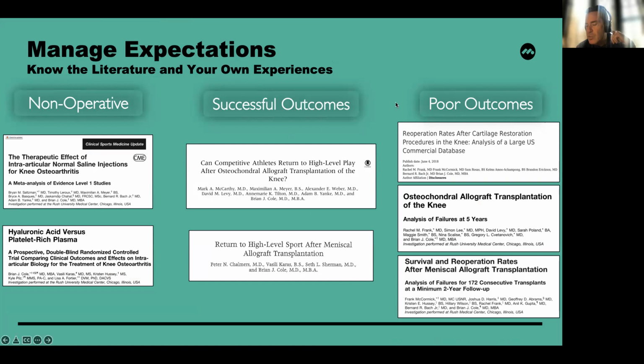When we've looked at our outcomes after cartilage replacement, we often see about 30% of these patients come to subsequent treatment, most commonly arthroscopic treatment for debridement. But fortunately, about 65% of those will actually improve after arthroscopic reevaluation.